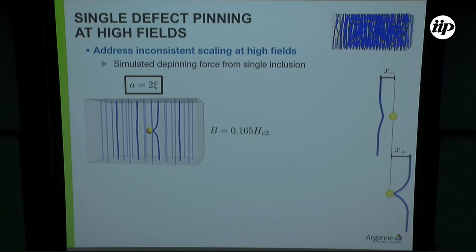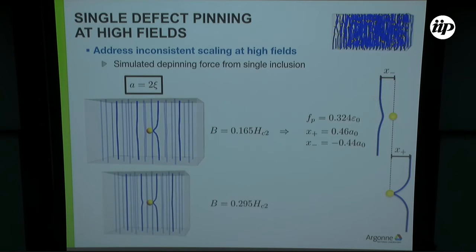And we can perform this, okay, and these are the values. We can perform this for higher fields. In our case, we chose to have a field-dependent system size in order to always have the same number of vortices. So we always have a lattice of 36 vortices. This is why the system size changes as a function of field.